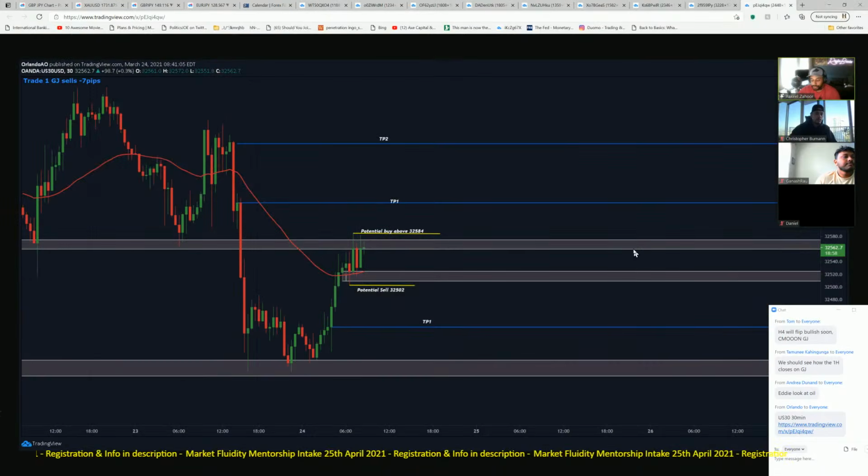Let's take a look at this chart over here, US 30. Potential buys above 32,580, above these wicks. Yes, makes sense. We've got a clean candle to the left-hand side as well, and potential sell below this area. This is excellent. You identified the most recent resistance, most recent support, and then where price can move on to if it breaks support and if it breaks resistance.